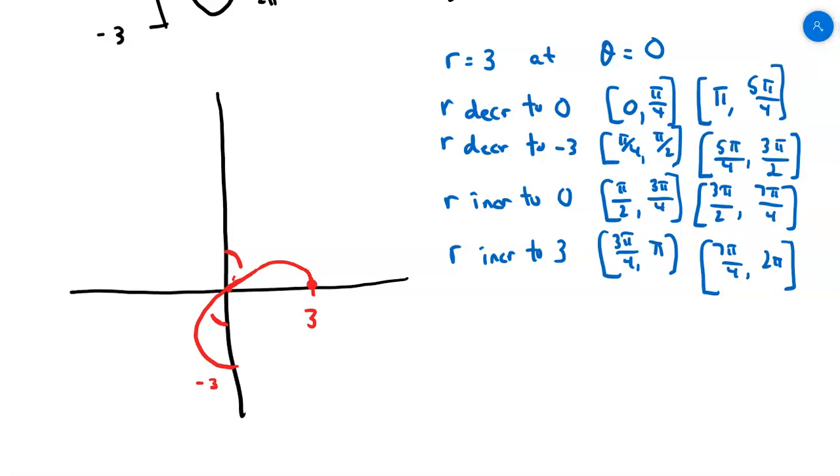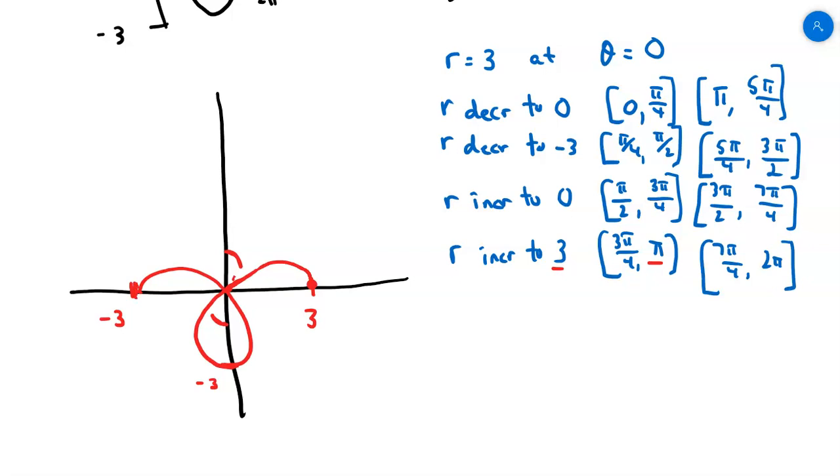Then it comes back to 0, right? This third line says the radius increases to 0 by the time it gets to 3 pi over 4. And then it begins to increase to 3, but 3 where? 3 in the direction of pi. So 3 in the direction of pi we would think of as negative 3. Okay. Great. That's half the graph.